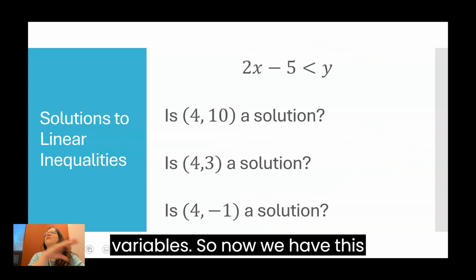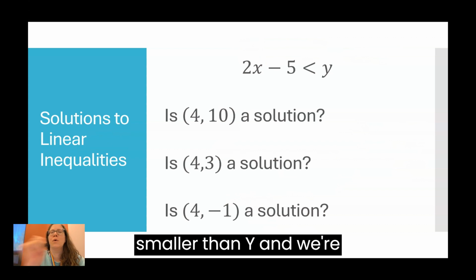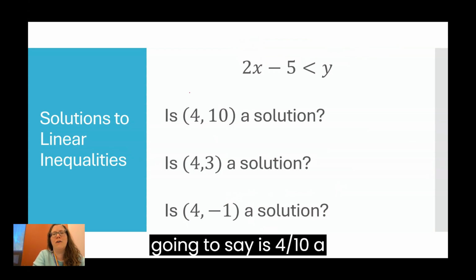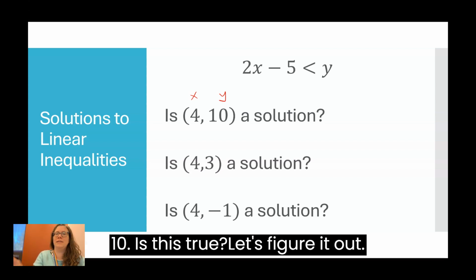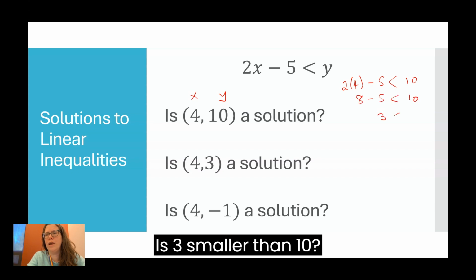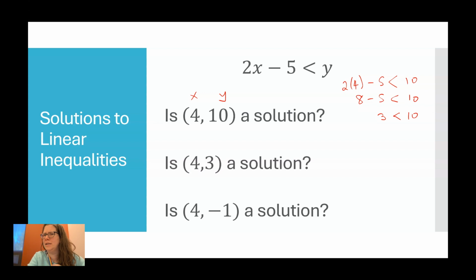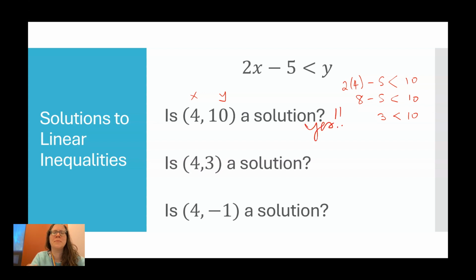So now we have this inequality, 2x minus 5 is smaller than y. And we're going to say, is (4, 10) a solution? That means when x is 4 and y is 10, is this true? Let's figure it out. 2 times 4 is 8. 8 minus 5 is 3. Is 3 smaller than 10? Yes, that works. Absolutely.